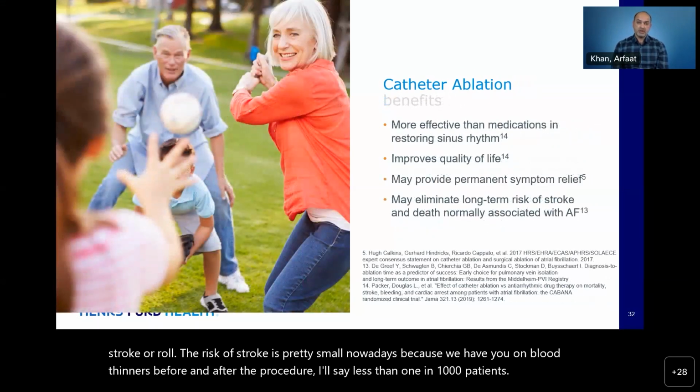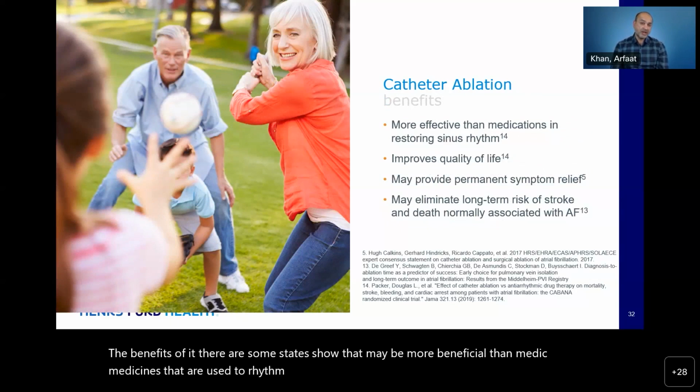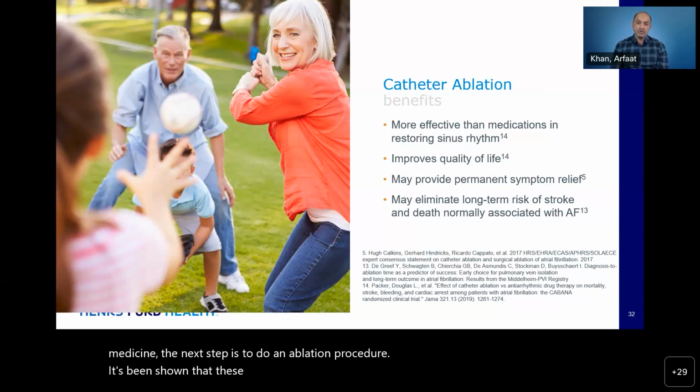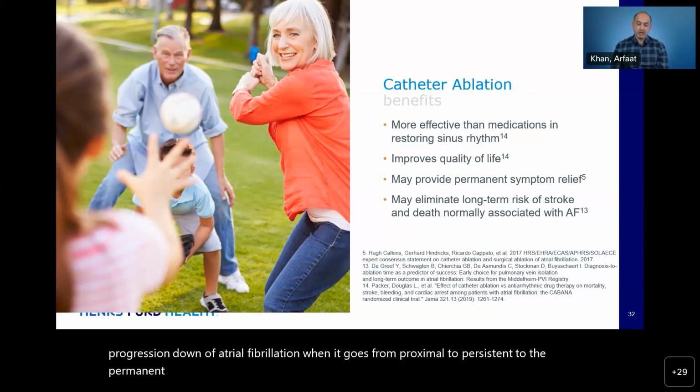As for the benefits, there are some studies that show that it may be more beneficial than medicines that are used to rhythm control your heart. Definitely, if you failed a rhythm control medicine, the next step is to do an ablation procedure. It's been shown that these procedures actually do improve quality of life. They do help slow the progression of atrial fibrillation as it goes from paroxysmal to persistent to the permanent stage. And it may provide good symptom relief.